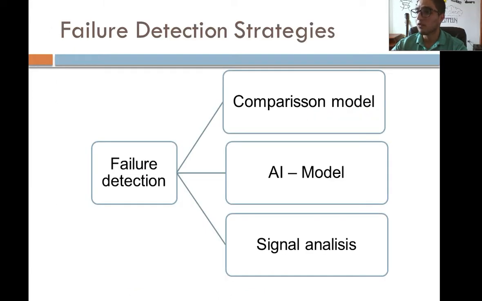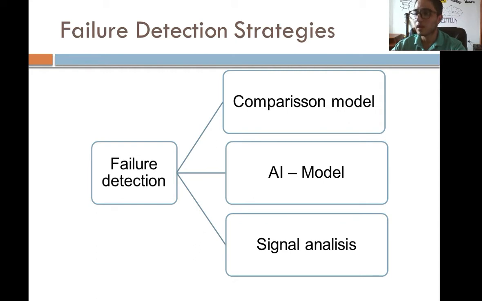The ways of failure detection can be classified in three categories: comparison models, where a simulation of the model is used to compare several variables. Here, it is necessary to know all the specific coefficients of the machine in order to create a reliable theoretical model. The signal analysis, where voltage and current or other historical data are compared by an expert. And finally, an artificial intelligence model, where machine learning algorithms are trained with faulty and healthy motor data.